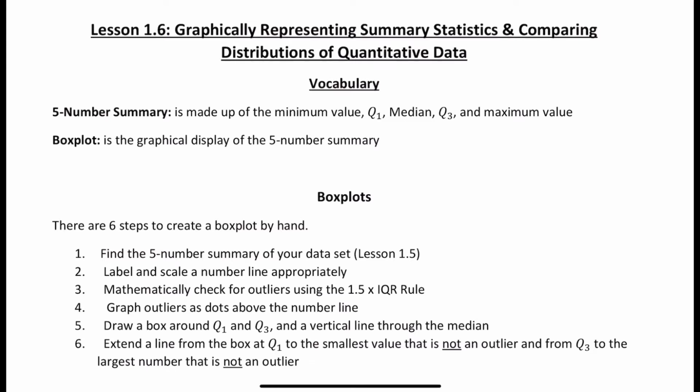So the main two things that we're going to talk about first are 5-number summaries and box plots. 5-number summaries, like the title says, are made up of 5 numbers: the minimum value, the smallest number, Q1, median, Q3, which we talked about in yesterday's lesson, and the maximum value, or the biggest number. And the box plot is how we're going to represent that 5-number summary graphically.